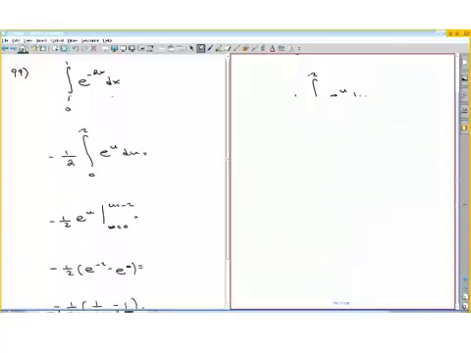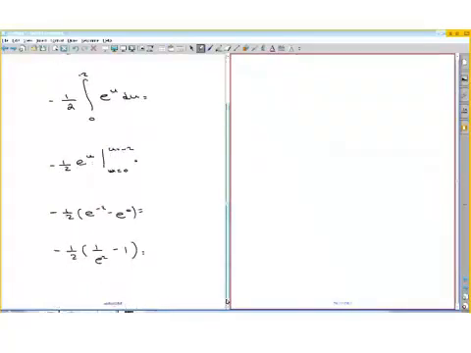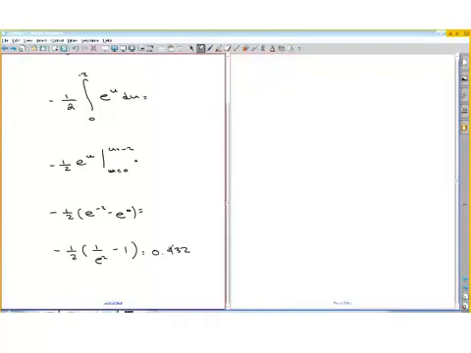Then let's just add one more page here. What we get is negative 0.5, which is negative a half, times 1 divided by e squared minus 1. And the final answer is, actually I just put it here, 0.432. So this is a definite integral, so we get a number. And that would be the area underneath the original curve.